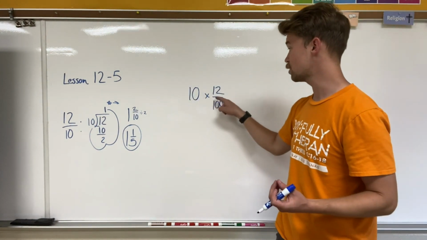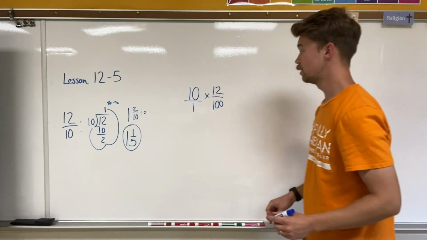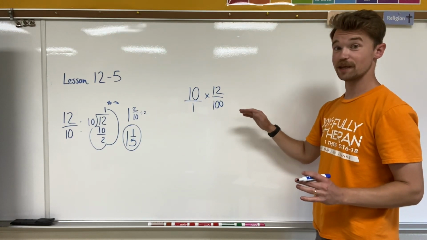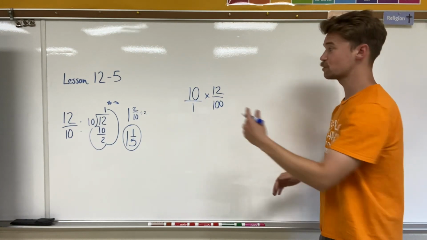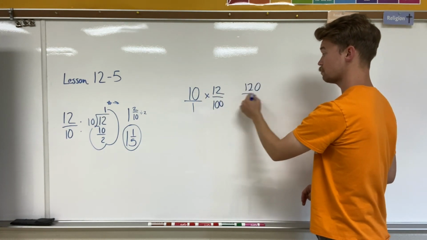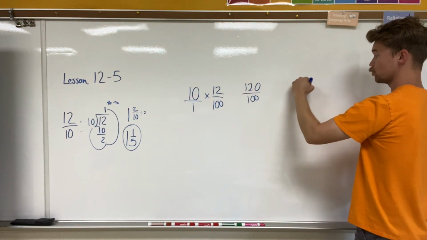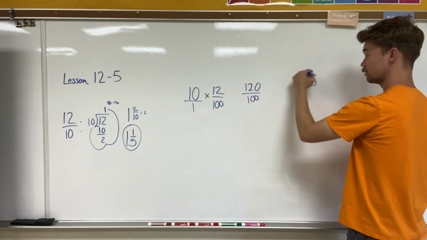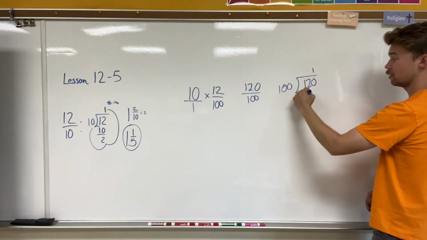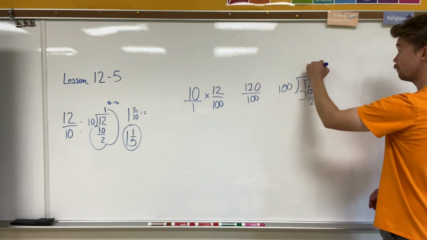I have 10 times 12 hundredths. First thing I do is I put my 10 over 1. Now, I'm going to be solving this the normal way, and then I'll be solving it the cross simplification way. 10 times 12 is 120, and 1 times 100 is 100. Well, I know that I need to take my 120 divided by 100. 100 can go into 120 one time. That's 100. I have 20 left over, and using the popcorn method, we start at the top.